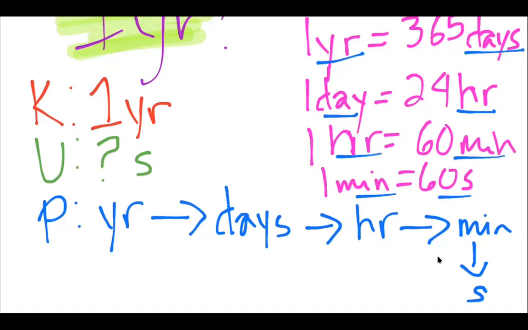Now, I will tell you, there's a shortcut if you know how many seconds are in an hour, because 1 hour equals 3,600 seconds.